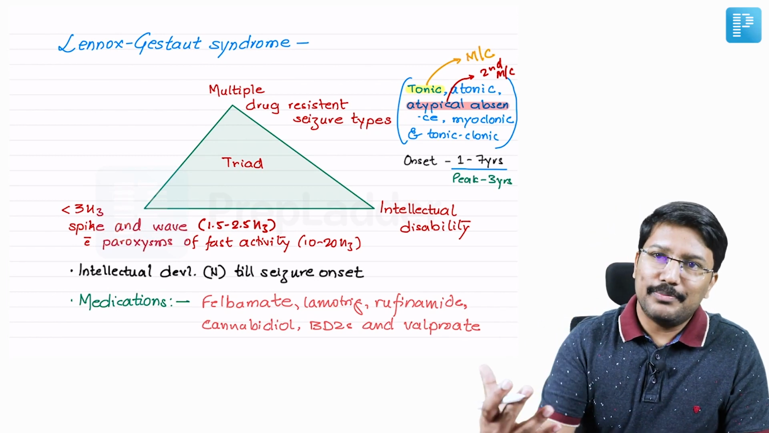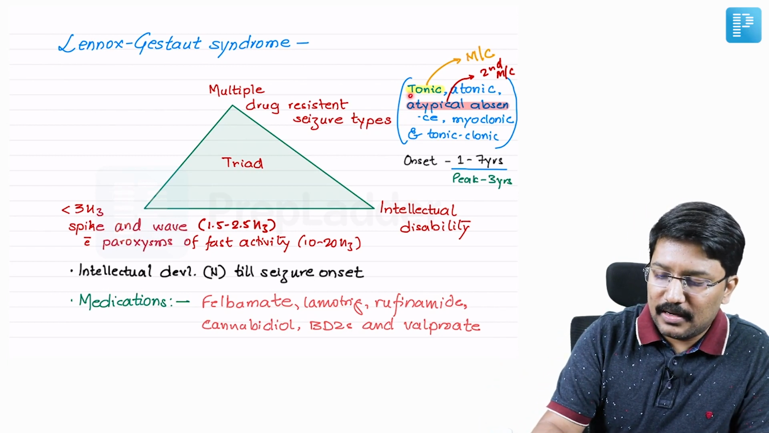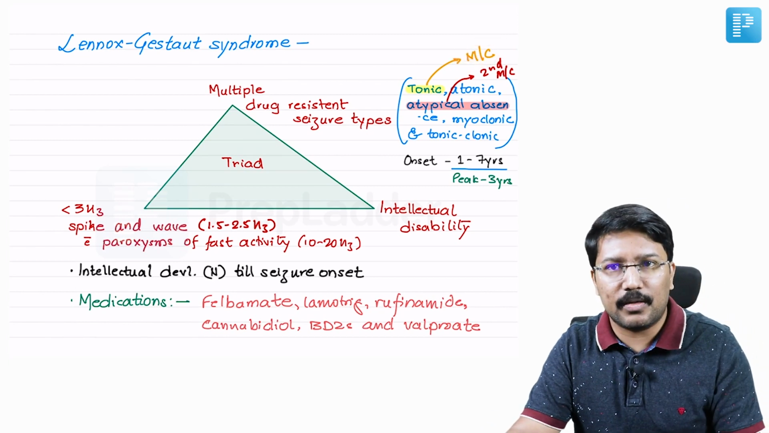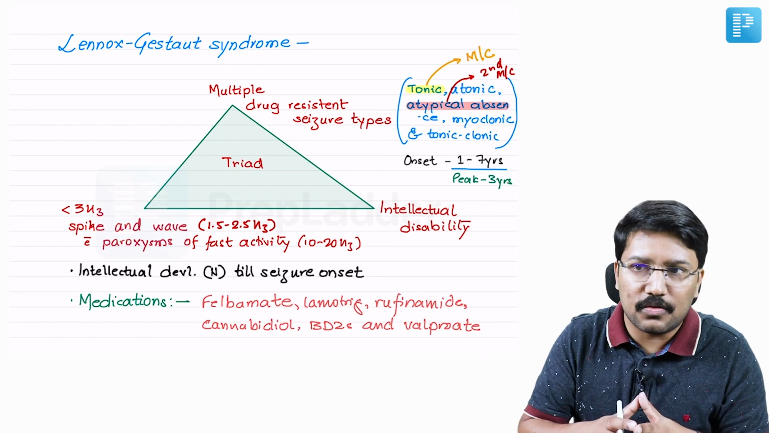Now the most important area to focus on here is the type of seizures that we see. These patients can develop tonic seizures, which are the most common. This is again an important MCQ point: what is the most common seizure type in patients with Lennox-Gastaut syndrome?